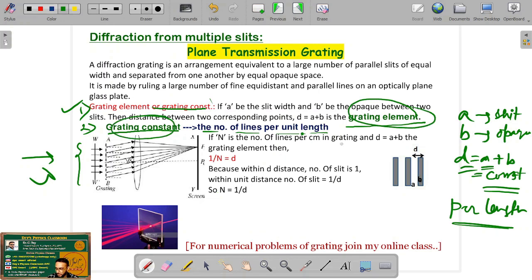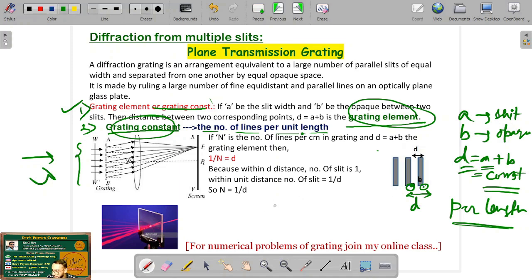Now how to derive it? Suppose these are the slits and these are the opaques. Now we have considered three such parallel rulings: ruling 1, ruling 2 and ruling 3. So in between these three opaques there will be two slits, slit 1 and slit 2. Now according to the distance between two corresponding points, suppose this one is the first point, its corresponding point would be this point, and the distance between them is called grating element d, which is a constant.